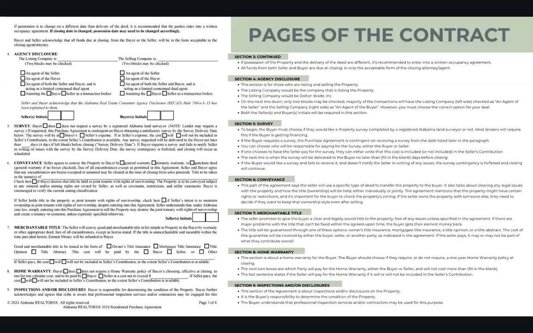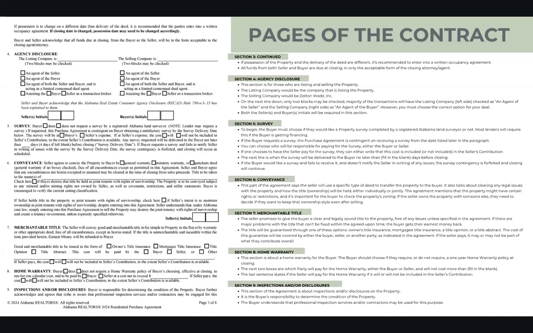Section 7 is merchantable title. The seller promises to give the buyer a clear and legally sound title to the property, free of any issues unless specified in the agreement. If there are major problems with the title that can't be fixed within the agreed upon time, the buyer gets their earnest money back. The title will be guaranteed through one of these options: the owner's title insurance, mortgage title insurance, a title opinion, or a title abstract. The cost of this guarantee will be covered by either the buyer or the seller, as indicated in the agreement. If the seller pays, it may or may not be part of what they contribute overall.